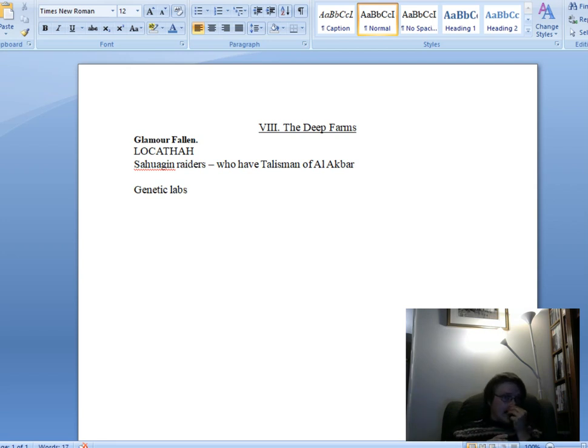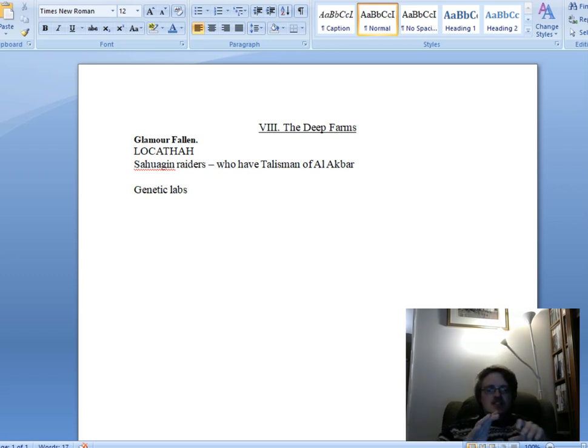Now we're out on the outermost grotto here, the deep farms, which, you can see, is four sentences. All it says here is the glamorous fallen is no longer hidden from the outside world, is inhabited by Locathah. They were the imperial population of the area, and Sahuagin raiders are also there. They've broken in from the outside, and they've taken the Talisman of Al-Akbar, which is a first edition Dungeon Master's Guide item. And as well as what you hear there, in the deep farms there is a food farming operation, or was at least. There are also genetic labs. So that's all we know now.